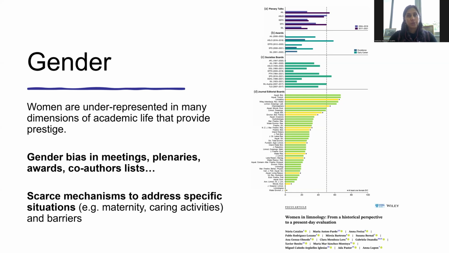And almost everywhere, or very generally in most parts of the world, there are very few mechanisms that attempt to address the specific situations that female researchers often face, such as maternity and caring activities for members of their families or their communities, and also the prejudice and other barriers.